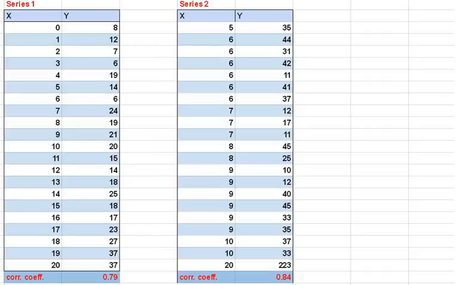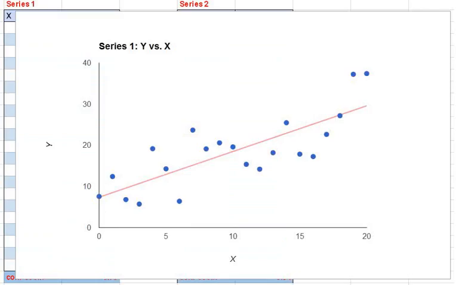So let's look at the charts of the data. Firstly, we'll look at Series 1. So here's Series 1 showing a nice linear trend line. All the points are nicely randomly spread on either side of the trend line, and that looks pretty good.